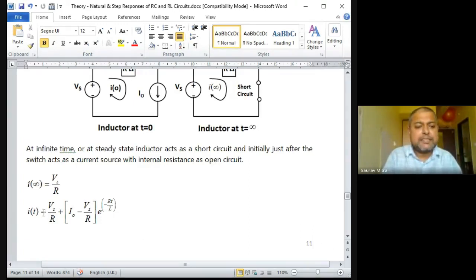So Vs by R is nothing but Is plus I0. I0 is the initial current stored in the inductor. Vs by R is called Is. So this Vs by R, or Is component, is what is created due to the supply input. S stands for step, so Vs stands for step voltage. That is the forced response. I0 is the initial response.